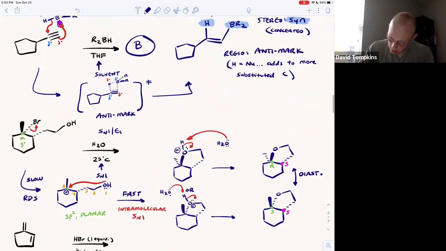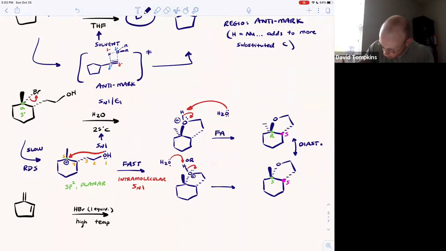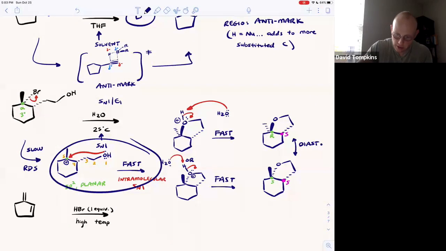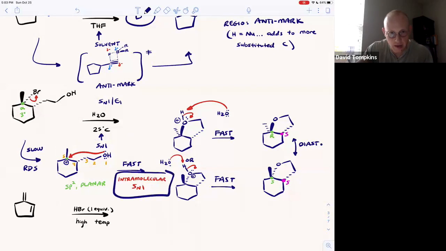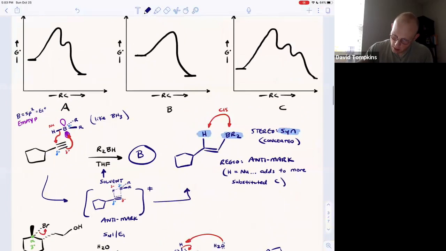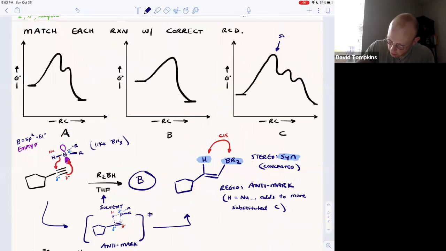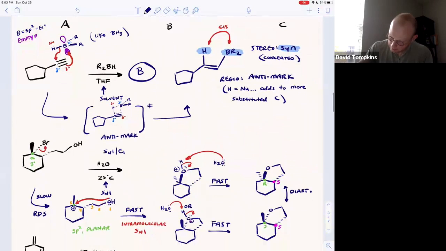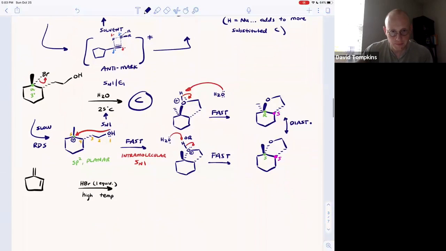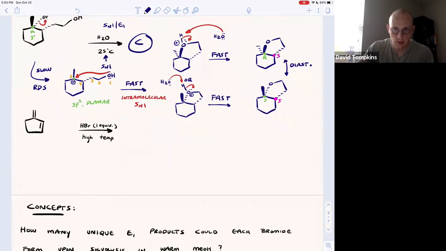So this was 3 steps overall. Proton transfers are fast. Attacking a carbocation is fast, especially when it's intramolecular and forms a 5 or 6 membered ring. Here we made a 5 membered ring. The slow step is step 1, or getting to the carbocation. So this is reaction coordinate diagram C, where we have slow carbocation formation first. Okay.